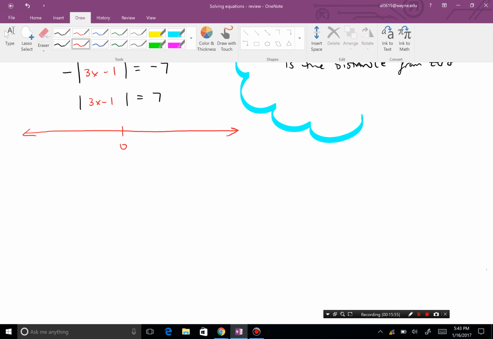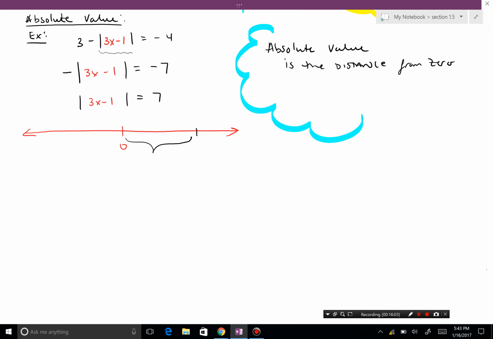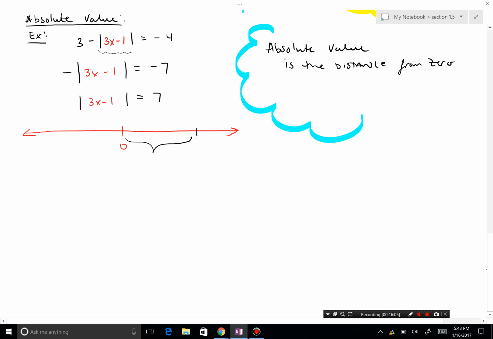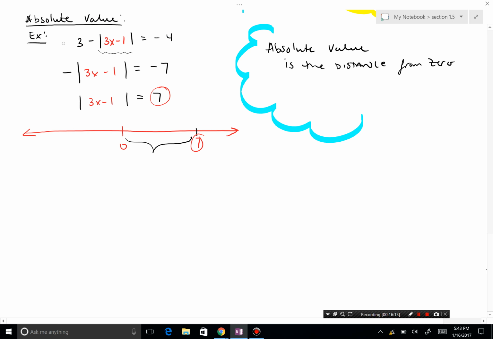Now, let's be careful. I want all the distances that are equal to 7 steps away from 0. So if I go 7 steps to the right, what number do I land at? Correct, I end up at 7, right? Now note something. This 7 and this 7 are not the same 7s. No, not at all. I know you guys are probably looking at me, like, what do you mean it's not the same 7?